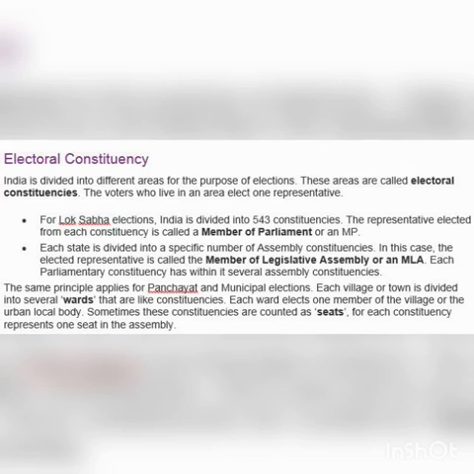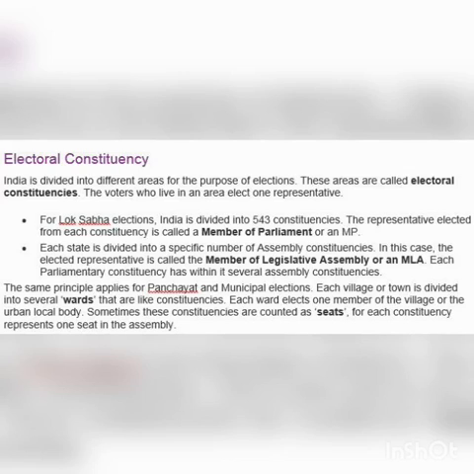Dear students, let's discuss electoral constituency. India is divided into different areas for the purpose of elections. These areas are called electoral constituencies. The voters who live in an area elect one representative. For Lok Sabha elections, India is divided into 543 constituencies. The representative elected from each constituency is called a Member of Parliament or an MP.